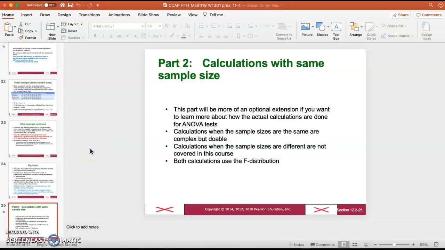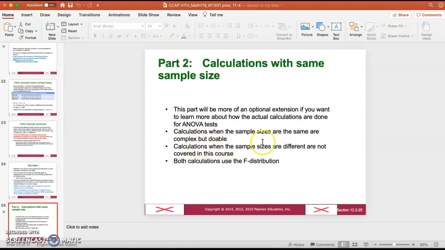Okay, so here's an optional extension of section 11-4 on ANOVA. Just in this part 2, dealing with the actual calculations of an ANOVA with sample sizes being the same. So again, this part's an optional extension if you want to learn more about ANOVA tests. And then calculations when the sample sizes are the same are complex, but totally doable.